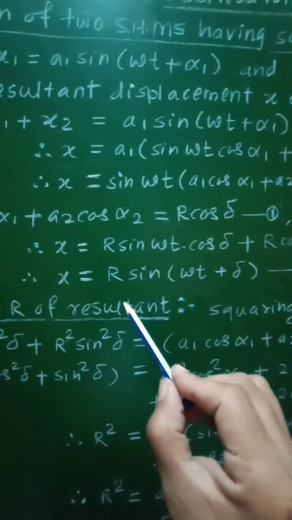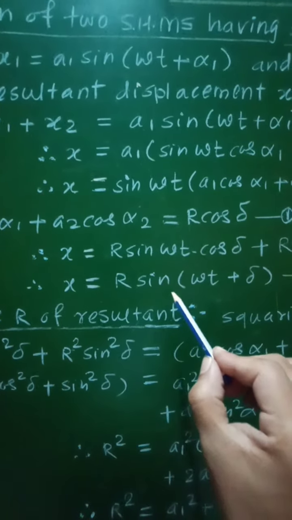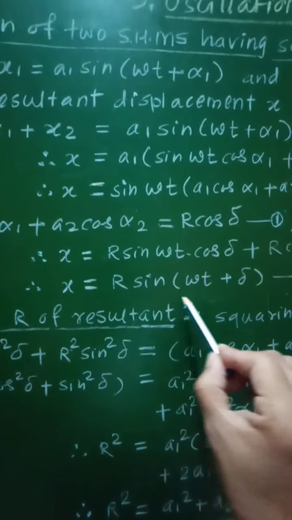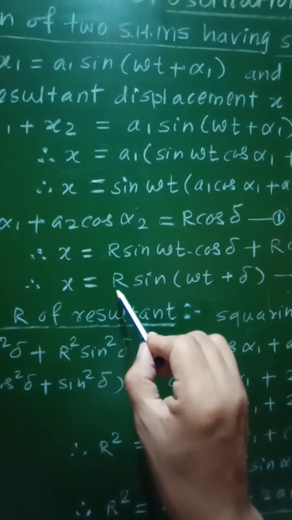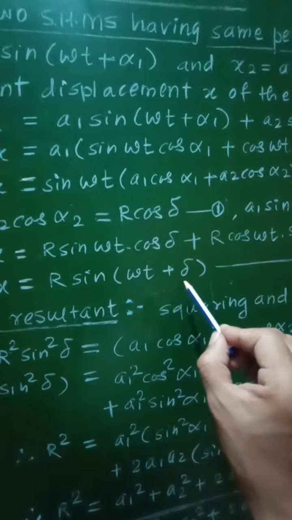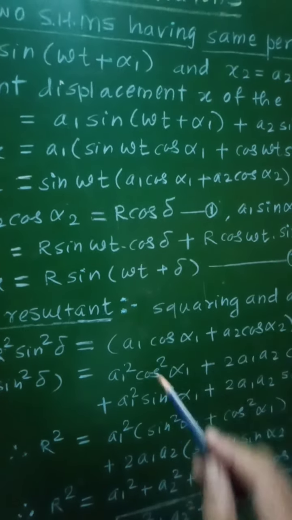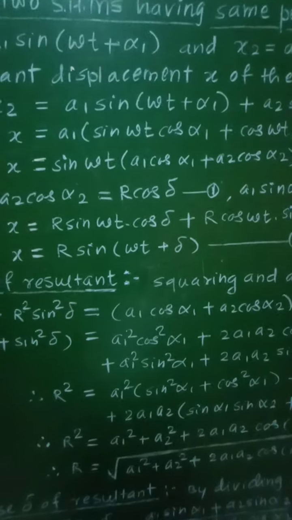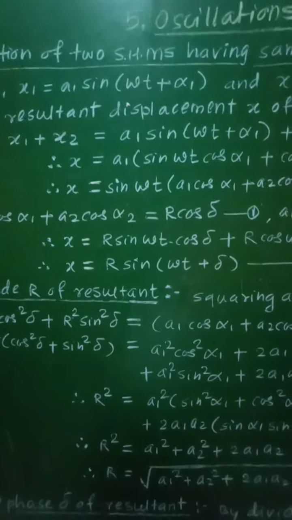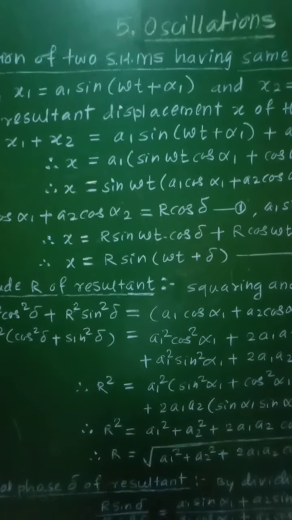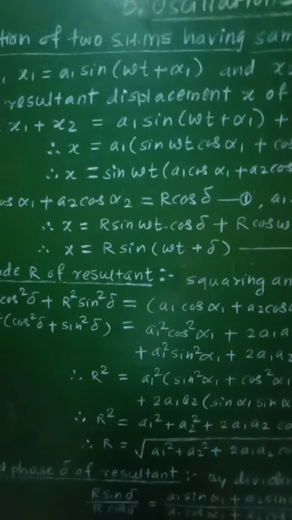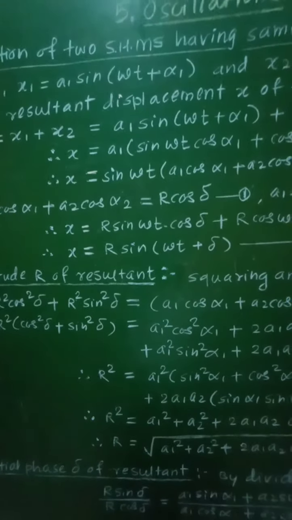Only difference will be that for this resultant SHM, r will be the resultant amplitude. So for this resultant SHM, r will represent amplitude in place of A1 and A2, and the initial phase delta will be there in place of alpha 1 and alpha 2. So this equation number 3 also represents SHM, and therefore we can say that when there is composition of two SHMs having same period and along the same path, the resultant displacement is also SHM.